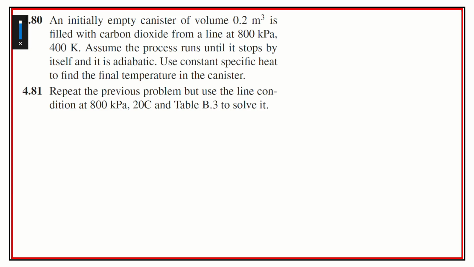Here's an example for class 16 out of Borgnakke, problem 480. An initially empty canister of volume 0.2 cubic meters is filled with carbon dioxide from a line at 800 kilopascals, 400 degrees Kelvin. Assume the process runs until it stops by itself and it is adiabatic. Use constant specific heat to find the final temperature in the canister.